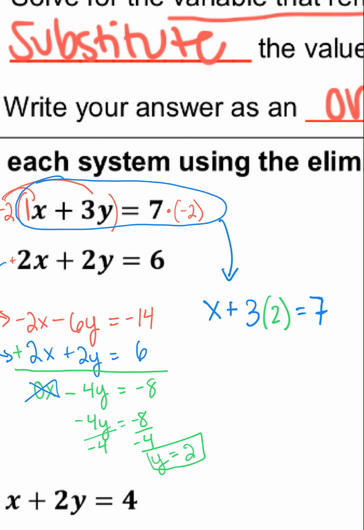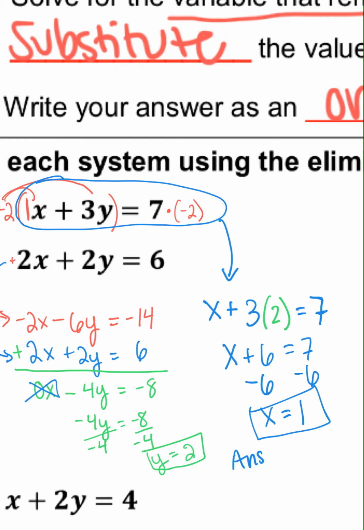All right, so now I know that 3 times 2 is 6, so I get x plus 6 equals 7. Now I need to do the opposite of addition, which is subtraction. So subtract 6 from either side, and I get x equals 7 minus 6 is 1. All right, so my answer as an ordered pair would be (1, 2) inside parentheses. And that's it.